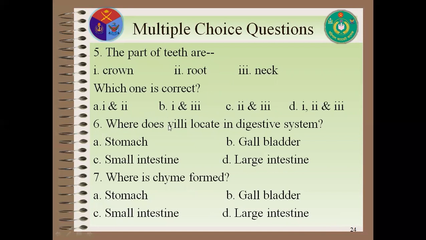Number 6: where are villi located in the digestive system? Stomach, gallbladder, small intestine, large intestine. Number 7: where is chyme formed? Stomach, gallbladder, small intestine, large intestine.